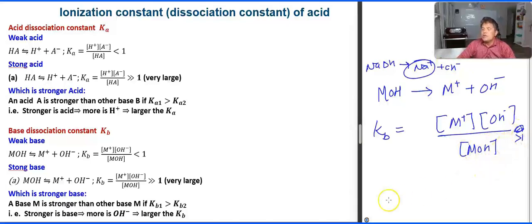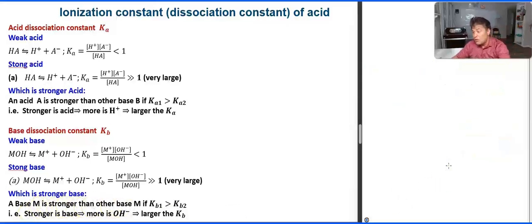If this is greater than 1, weak, strong base. Okay, same as like that. So, a base M is stronger than other base. Now, how do we compare two bases or two acids?